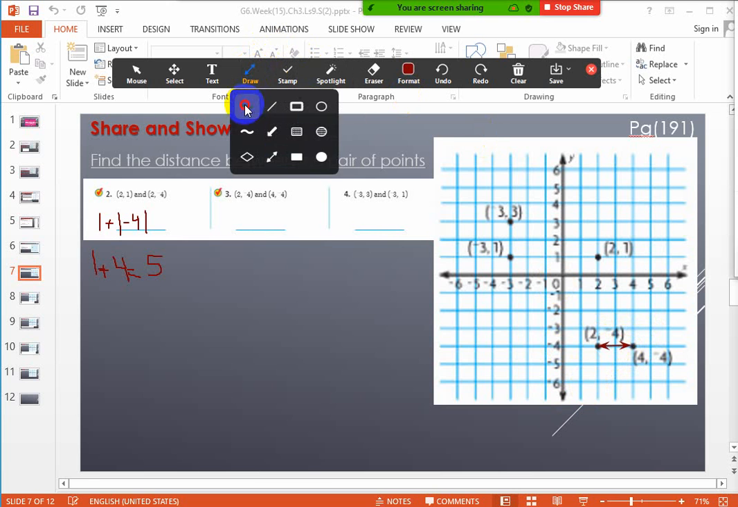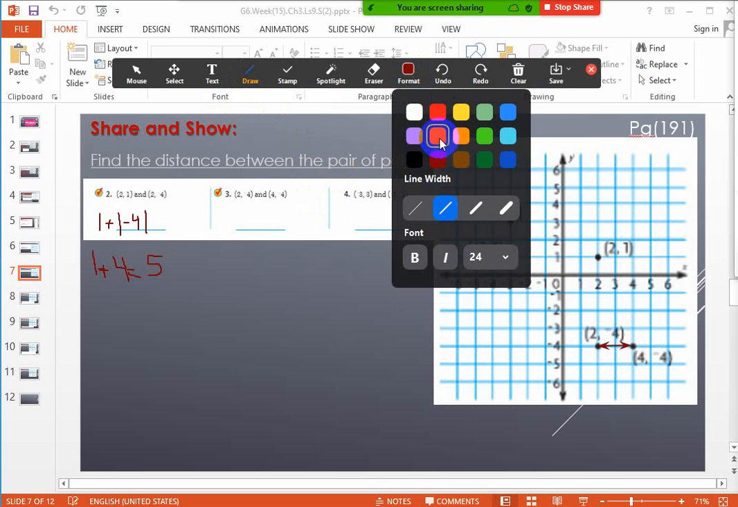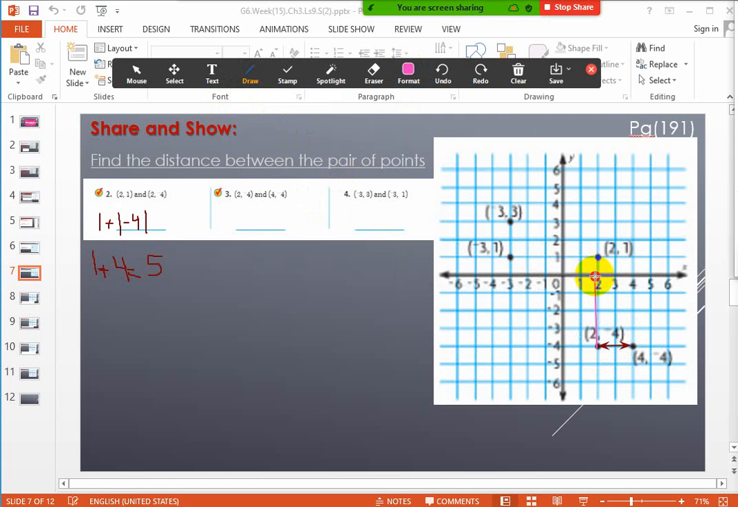Okay, -4, -4. Now I want to find the distance between 2 points that have the same y. So which coordinate do I have to use here to find the distance between those 2 points? X or y? Look, this is the x for the first point. It's 2. That means the distance between this point and the y-axis is 2 units.